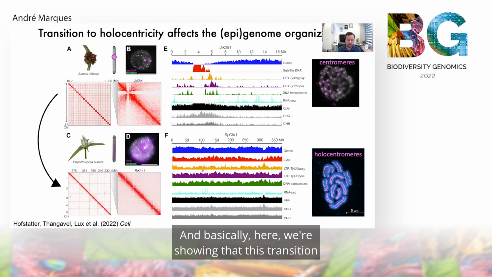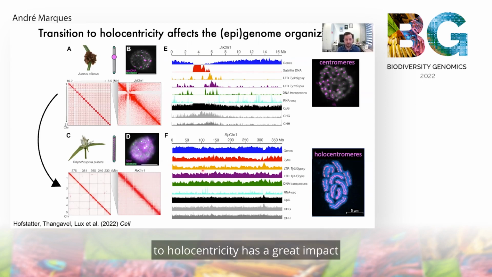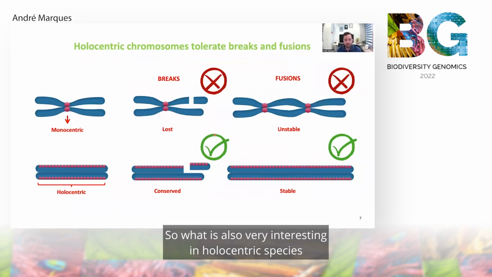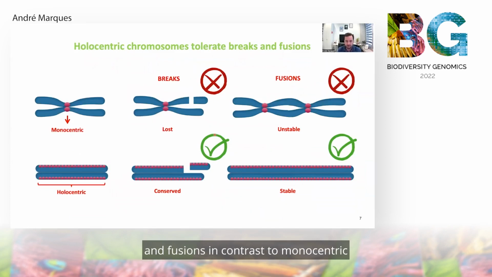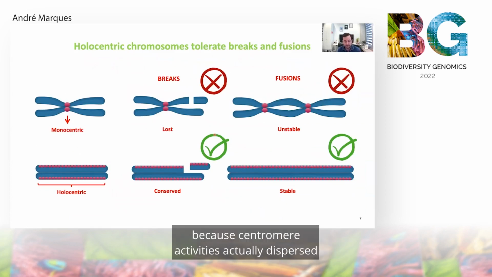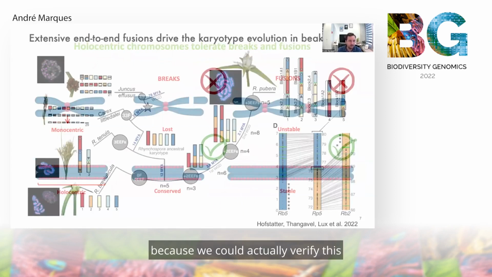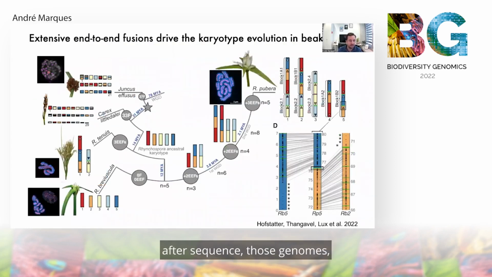Basically, here we're showing that this transition to holocentricity has a great impact on genome organization. What is also very interesting is that holocentric species can tolerate chromosome breaks and fusions, in contrast to monocentrics, because centromere activity is dispersed along the whole genome. And that was very interesting because we could actually verify this after sequencing those genomes.